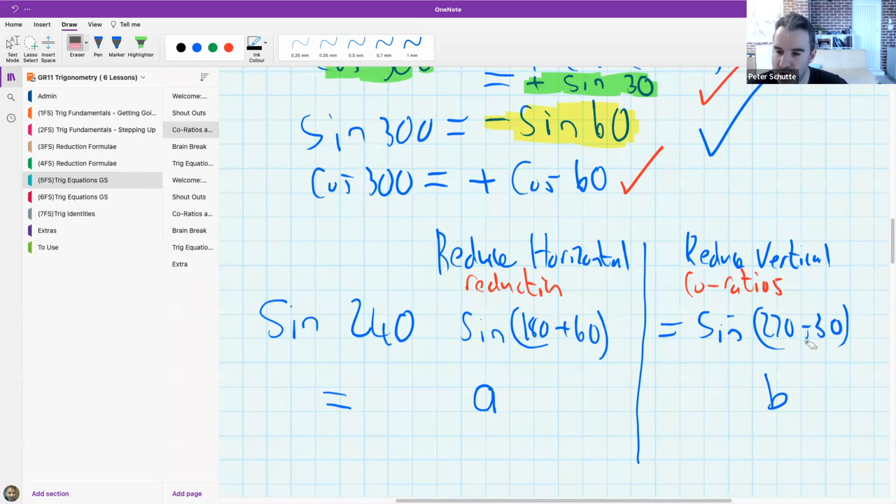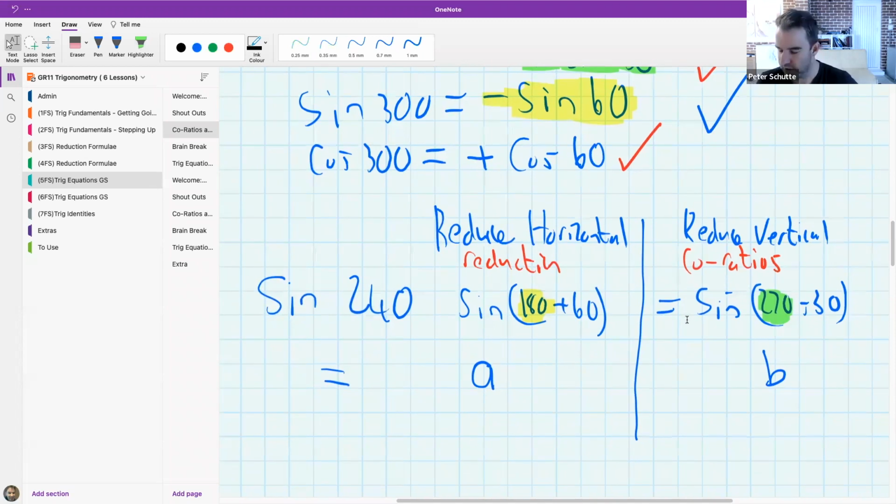Oh, you also could, who's saying add 30? Why not add 30? So the reason, Masemola, you would say not add 30 is you want to use the nearest horizontal axis for the first one. And what's the nearest horizontal axis to 240? It's going to be 180. And for the second one, the nearest vertical axis is 270. And so that's why I'm doing it like that.